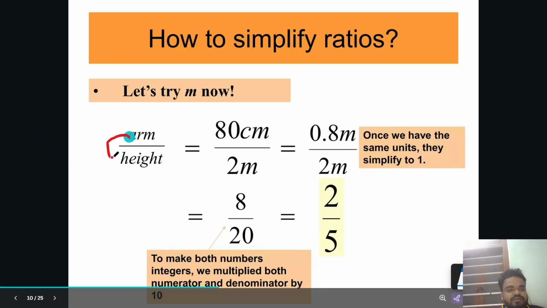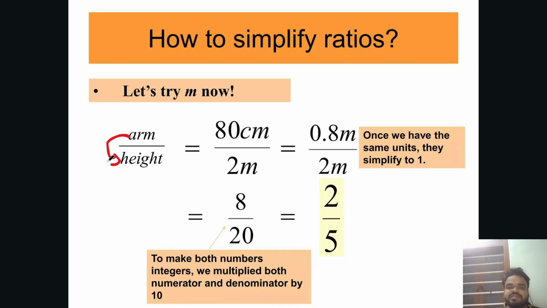Arm by height ratio. Previously we calculated by converting meters into centimeters. Let's convert centimeters into meters here. We know that 1 meter is equal to how many centimeters? 1 meter is equal to 100 centimeters. So divide this 80 by 100. If we divide 80 by 100, the 0 gets cancelled, leaving 8 by 10. 8 by 10 means 0.8.